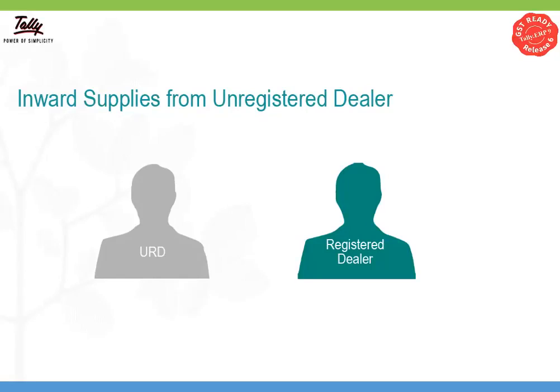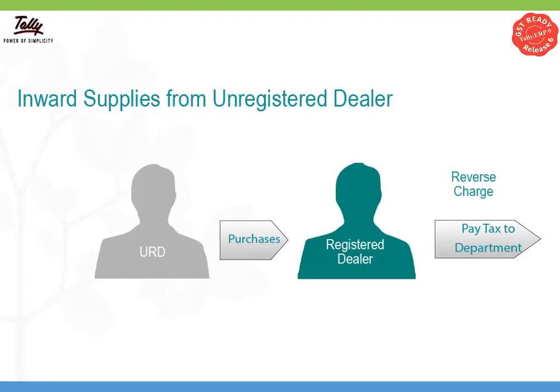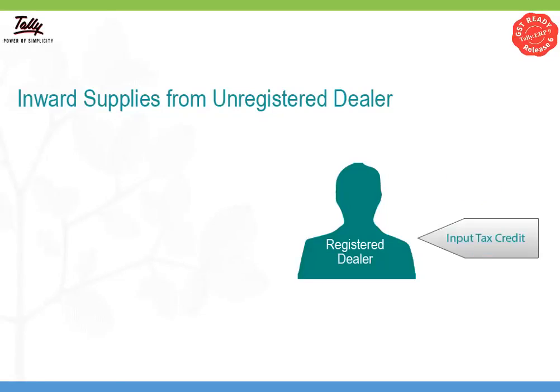Under GST, a registered person is liable to pay taxes on purchases made from an unregistered dealer. This tax liability is called reverse charge, and the registered dealer has to pay the tax directly to the department. Once tax is paid, input tax credit against the taxable supplies from the unregistered person is available for the registered person.